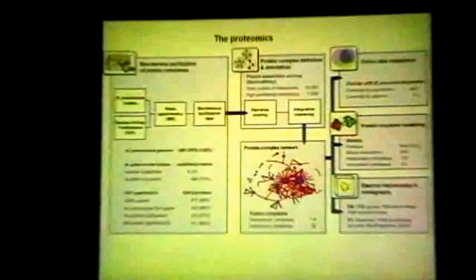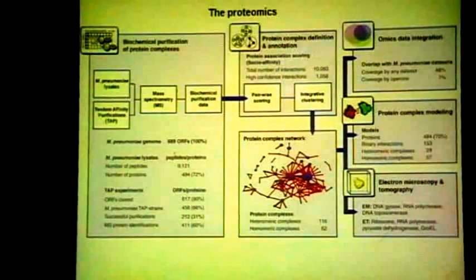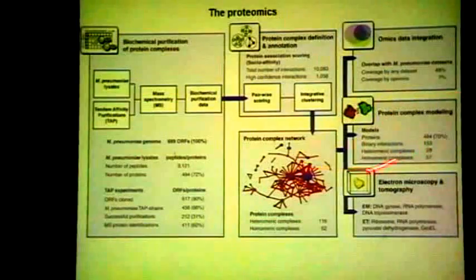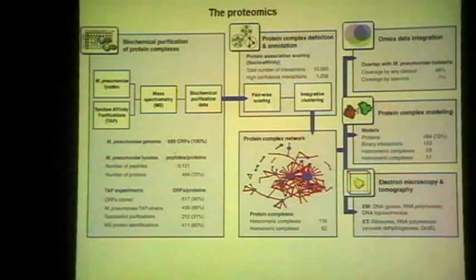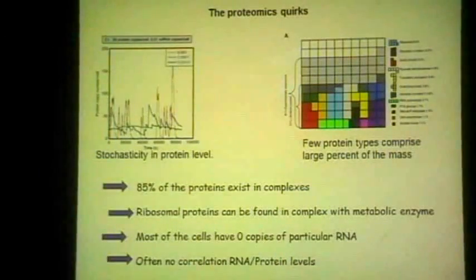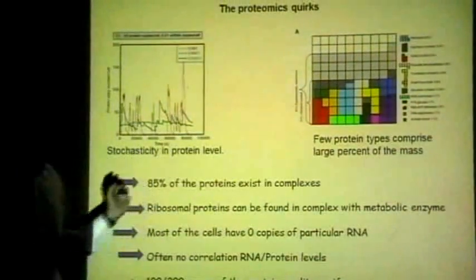What is interesting here about the proteomics is that this is not really unusual. Just a few proteins comprise a large percentage of the mass. This is what we expect, because we have a lot of basic cellular machinery that is needed very frequently, for example, polymerase, DNA polymerase, different pyruvate kinases, and so on.